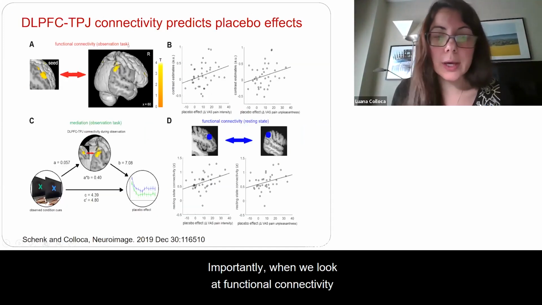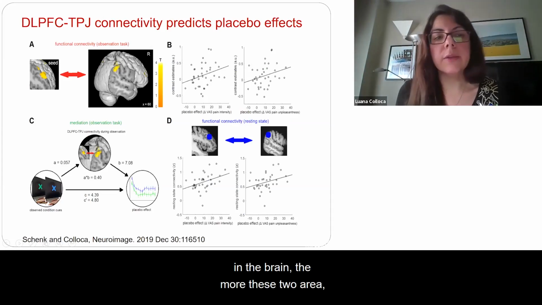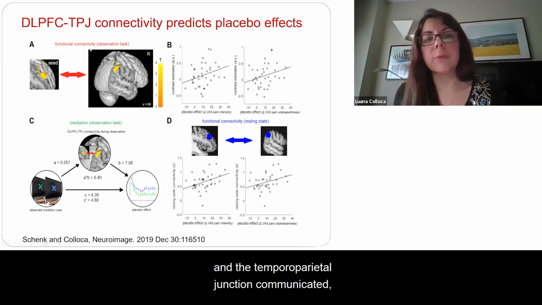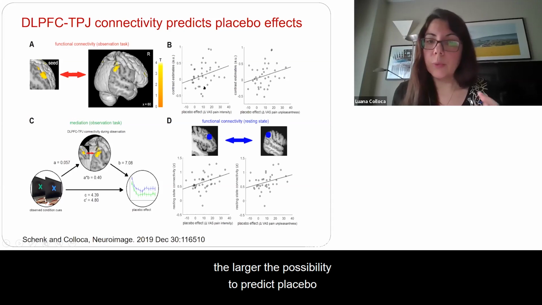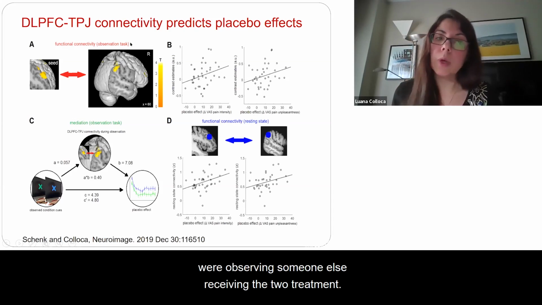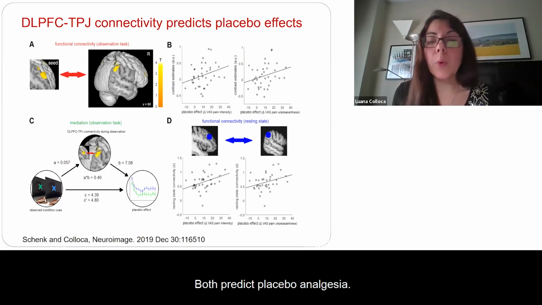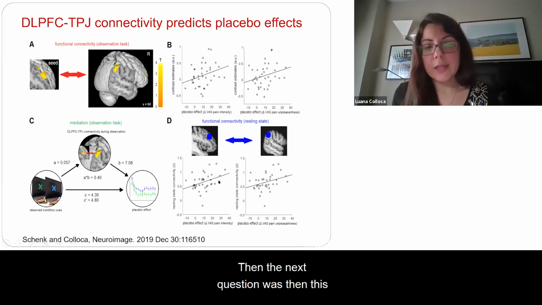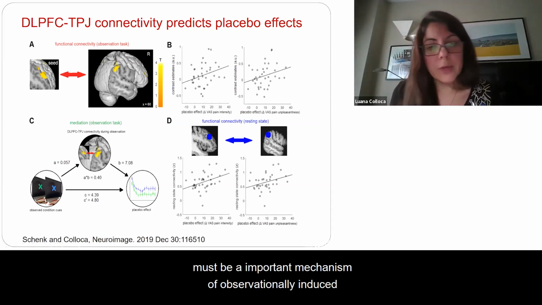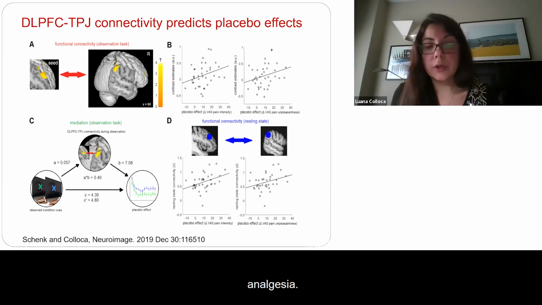Importantly, when we look at functional connectivity in the brain, the more these two areas, the dorsolateral prefrontal cortex and the temporoparietal junction, communicated, the larger the possibility to predict placebo analgesic effects. And we looked at functional connectivity during the resting state while they were observing someone else receiving the two treatments. Both predict placebo analgesia.